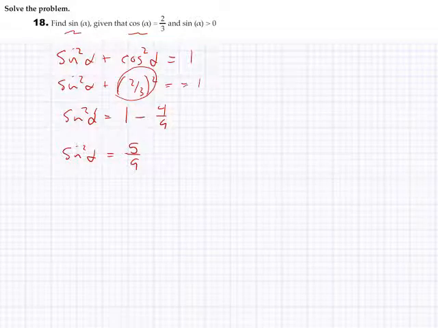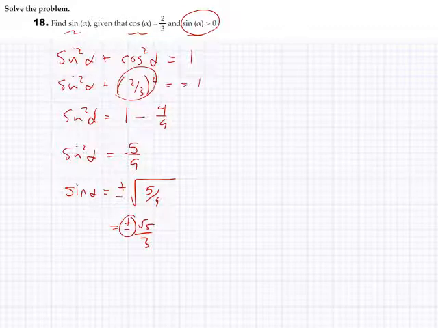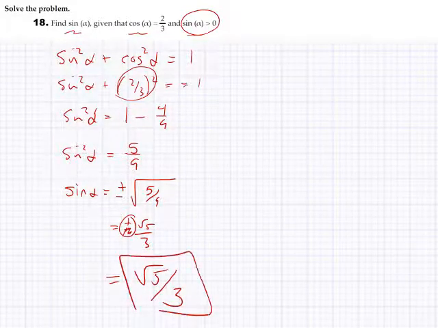Now to figure out what sine equals, we'd have to get rid of the square, so we'll take the square root, but when we do, we need the positive and negative square root of 5/9, which would be plus or minus square root of 5 over 3, square root of the numerator and denominator. Now the question is, is it positive or negative? Well, that's where this comes in. Sine of alpha is greater than 0, so we don't need the negative, and we should get positive square root of 5 over 3.